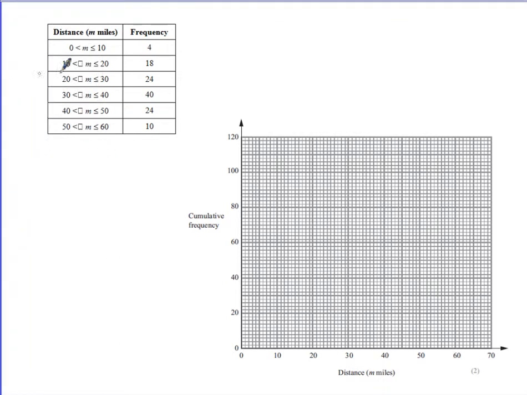Question 9 is the good old cumulative frequency one. What you've actually got is a box underneath here that's drawn out for you that says cumulative frequency on it. So cumulative frequency, think of it as a snowball rolling down a hill. You start up here and it rolls down and it picks up snow as you go.